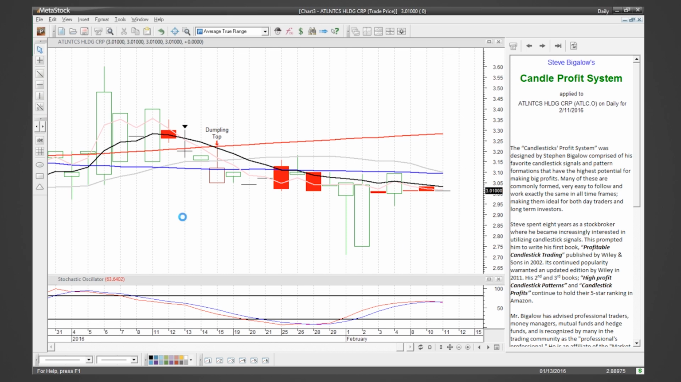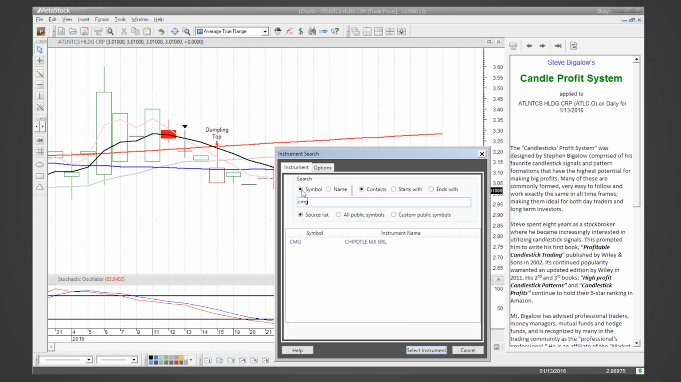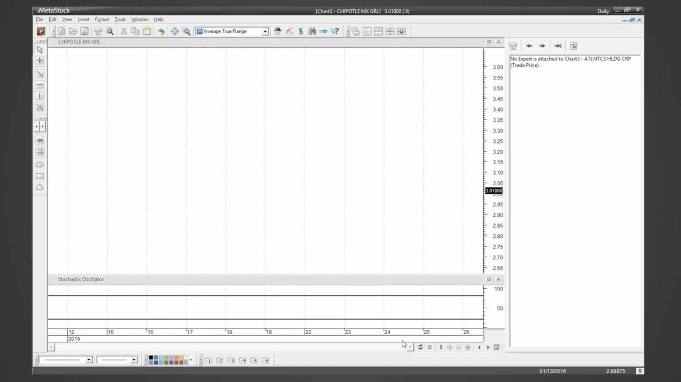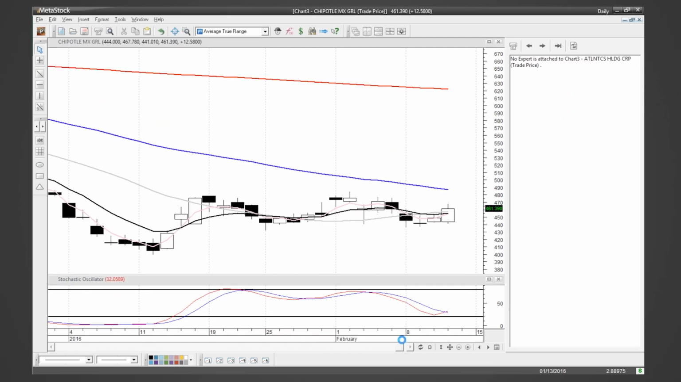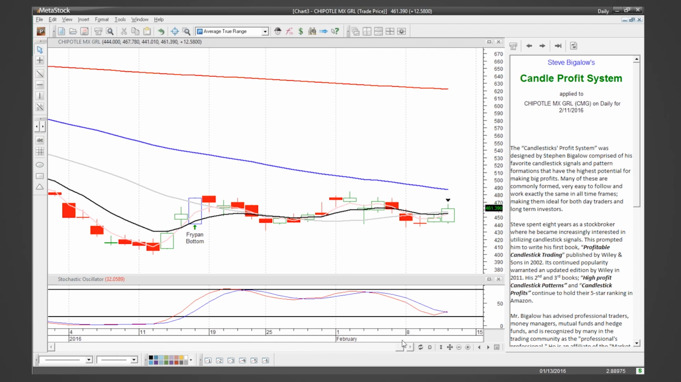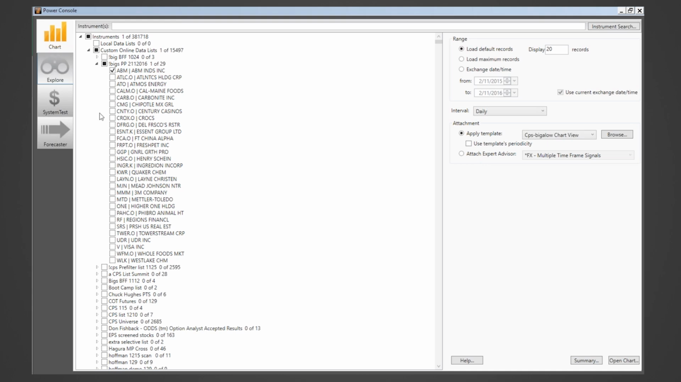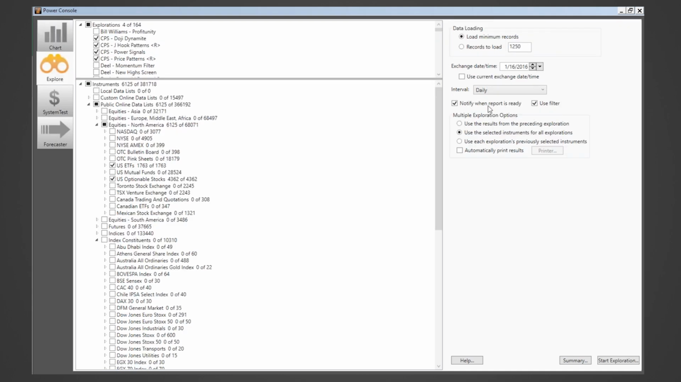Let me jump to CMG. It should have scans for all the patterns that we scanned for, and we should have something on Chipotle Mexican Grill. Let me go back in here and see how I ran this thing. I did something wrong. See, it's my fault. I did the scan.